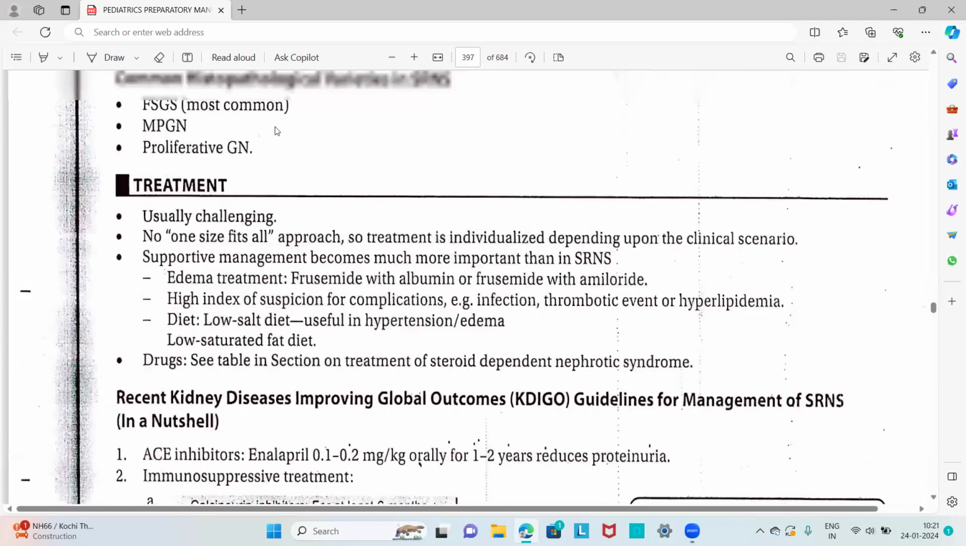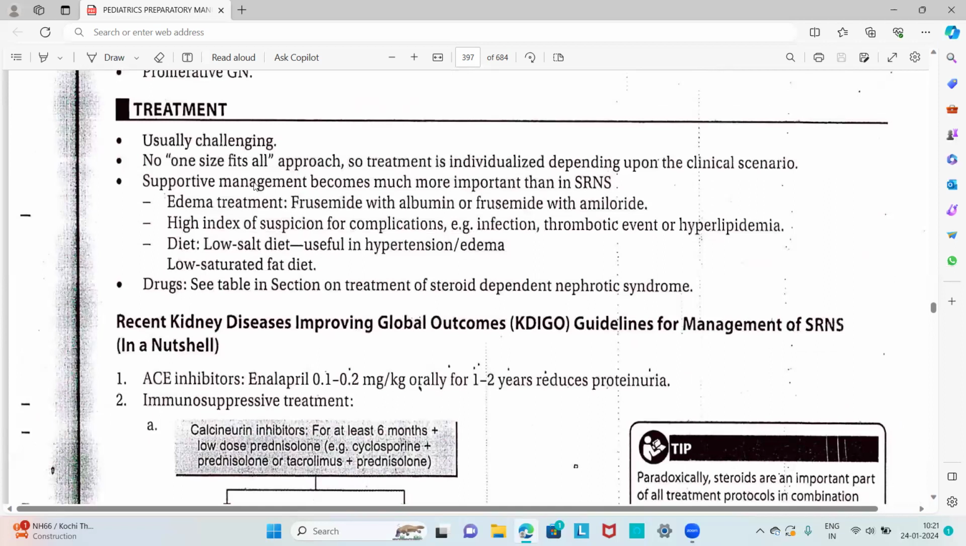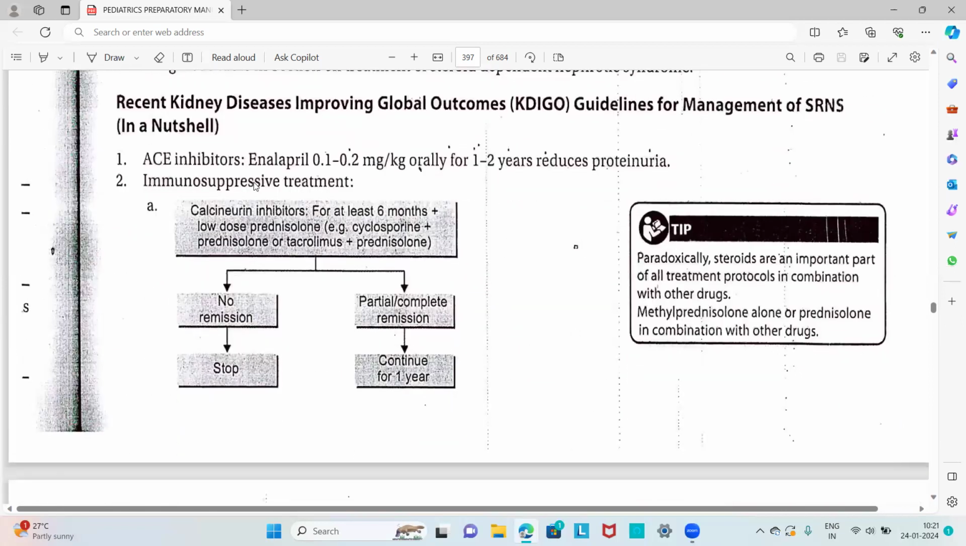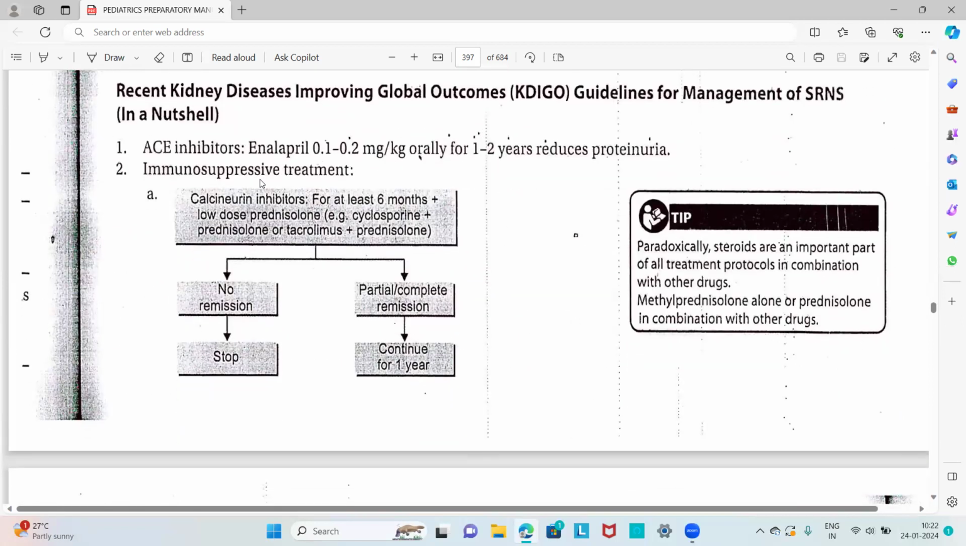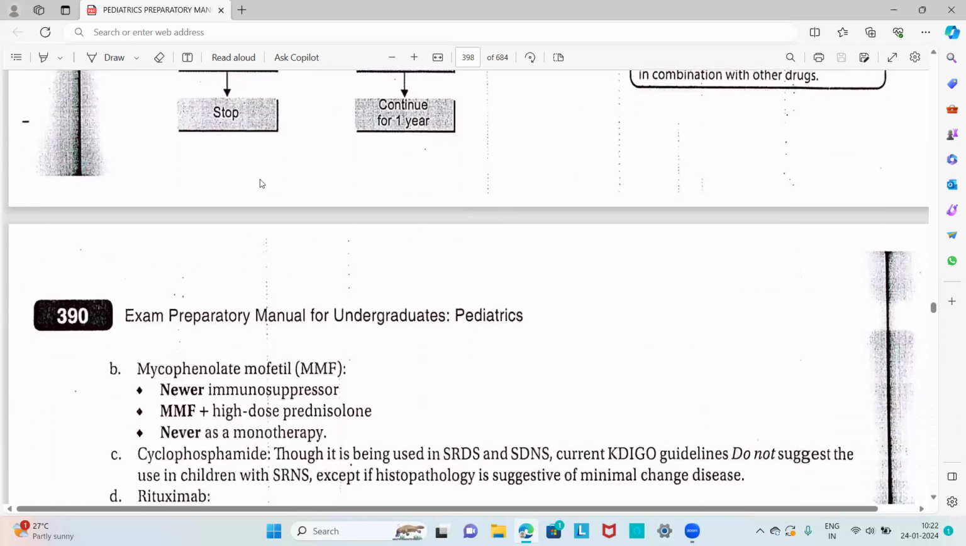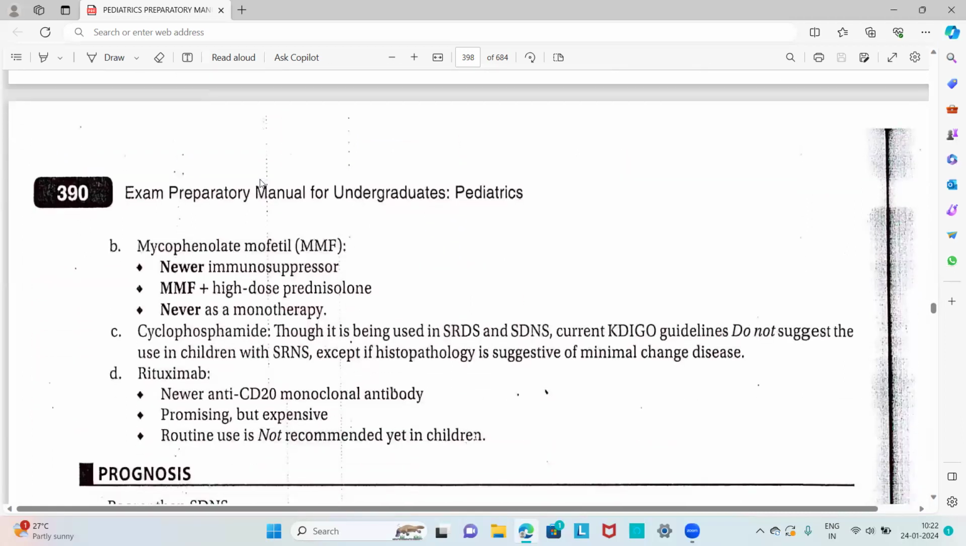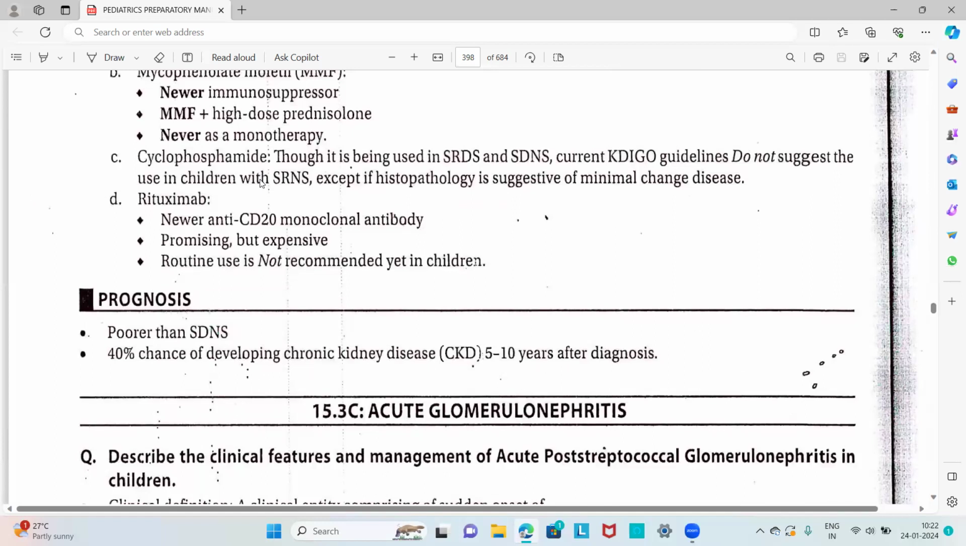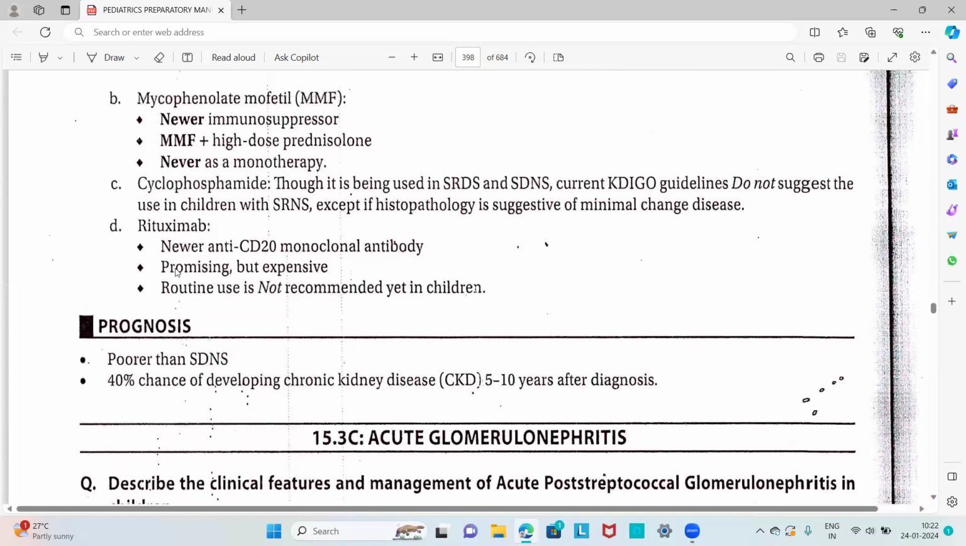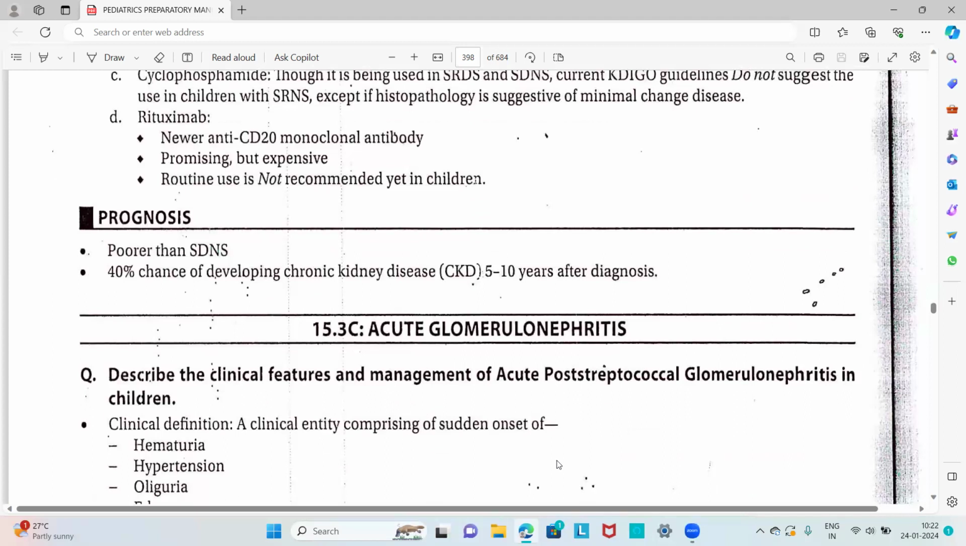That is, we have to go for supportive management and drugs like ACE inhibitors to treat the proteinuria, and immunosuppressive treatments like calcineurin inhibitors, mycophenolate mofetil, cyclophosphamide, and rituximab. That is all regarding the treatment for steroid-resistant nephrotic syndrome. Then there is a poorer prognosis for steroid resistant than steroid dependent, with a 40% chance of developing chronic kidney disease 5 to 10 years after diagnosis. So that is all regarding the nephrotic syndrome.